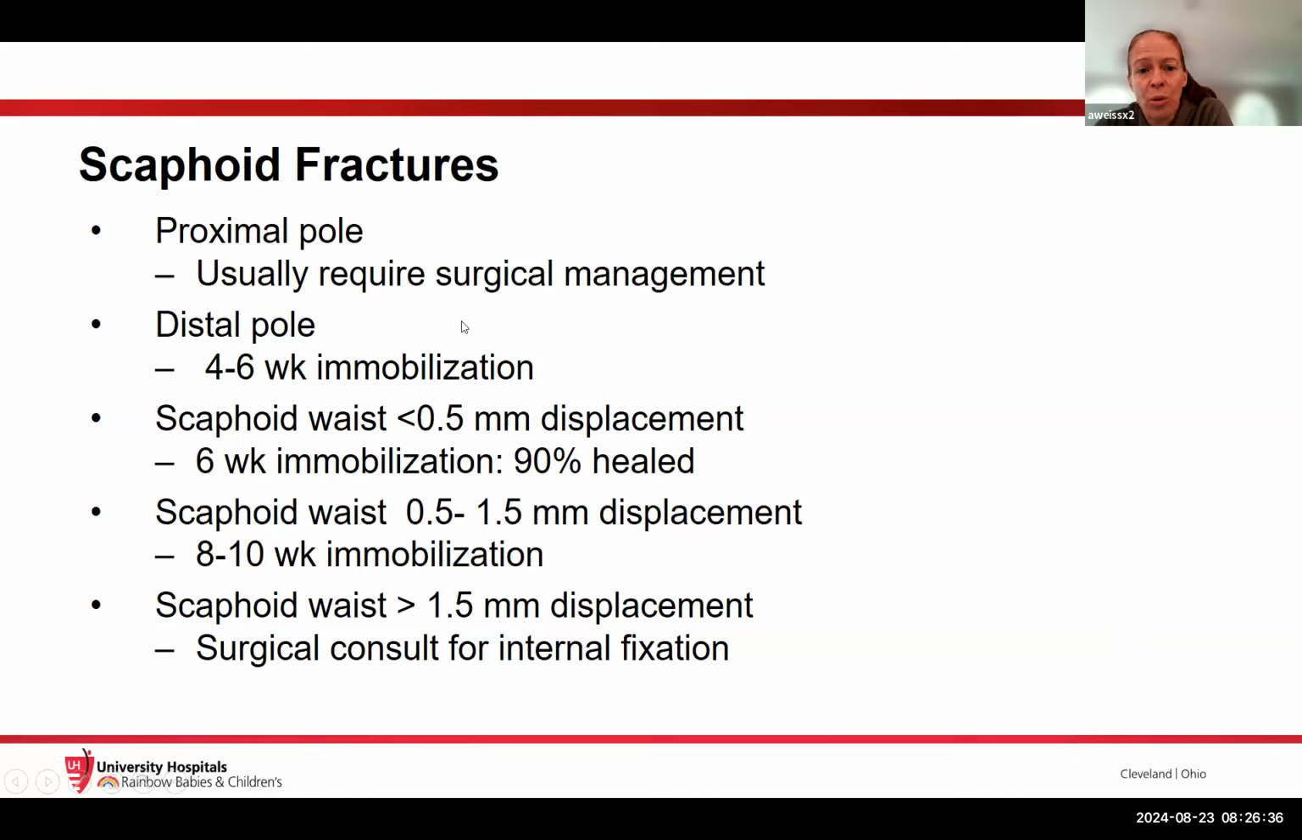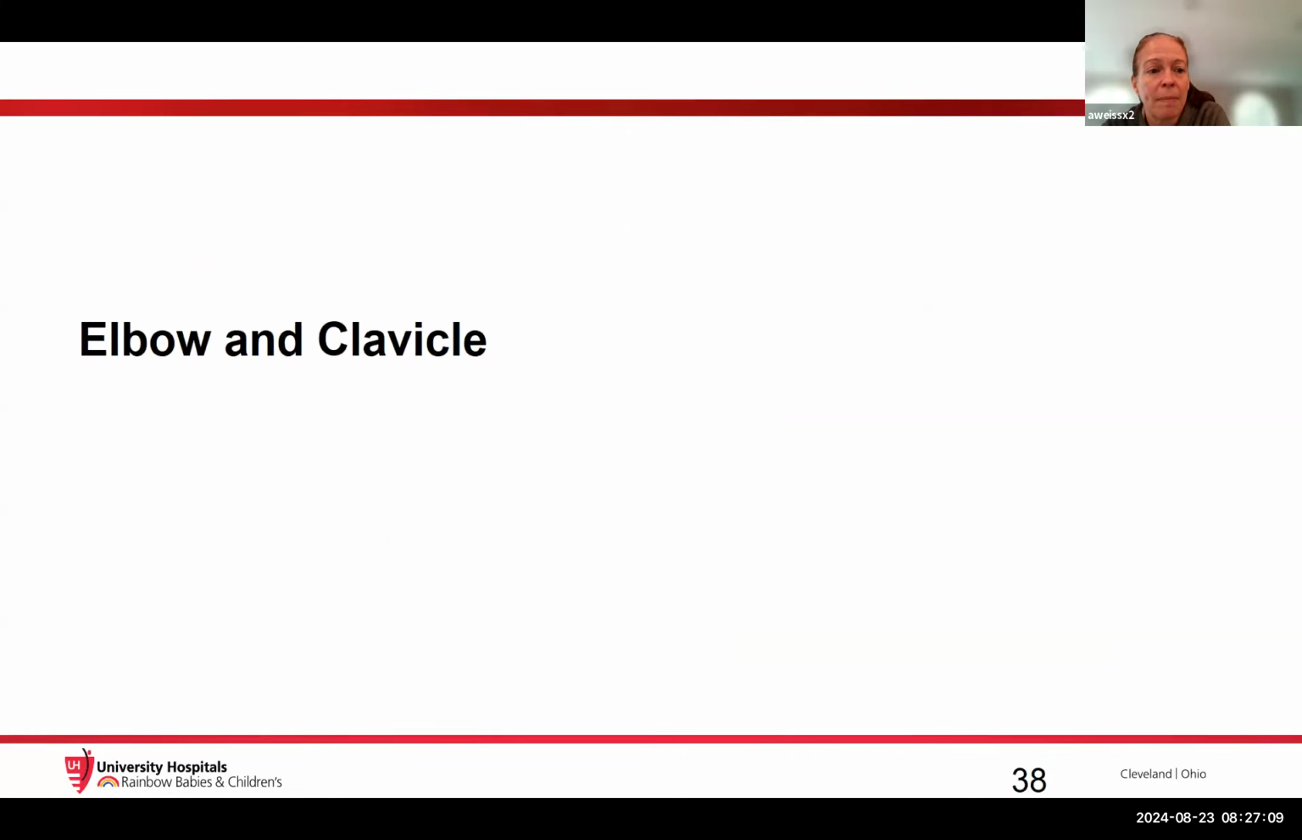So the proximal pole usually needs surgical management. Distal pole, they do really well and often only have to be immobilized for 4 to 6 weeks. The scaphoid waist, if they're minimally displaced, 90% of them will heal with 6 weeks of immobilization. Moderate displacement requires longer immobilization. And again, longer immobilization if they have a delayed presentation. And if they're more than 1.5 millimeters displaced, we will generally, at the very least, have the surgeon take a look at them and decide whether or not they can be managed conservatively or not.